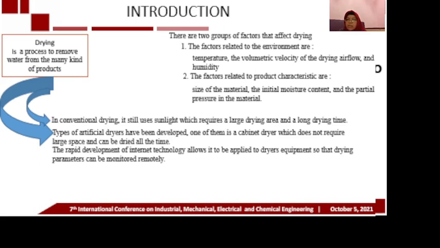pressure in the material. In conventional drying, it still uses sunlight, which requires a large drying area and a long drying time. Types of artificial dryers have been developed. One of them is the cabinet dryer, which does not require large space and can dry all the time. The rapid development of internet technology allows it to be applied to dryer equipment so that drying parameters can be monitored remotely.